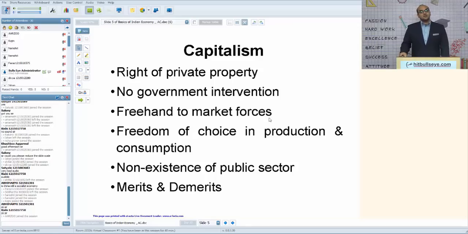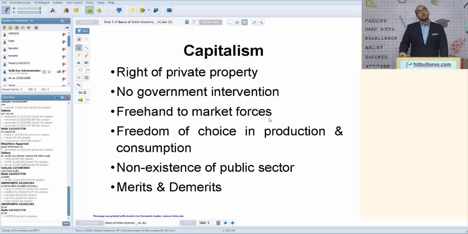The second point is similar to the previous one, freedom of choice in production and consumption. Again, there is no level of government intervention in these cases. Lastly, and very importantly, the public sector as such does not exist in a capitalist society. So there will be no companies which are owned by the state or by the government.